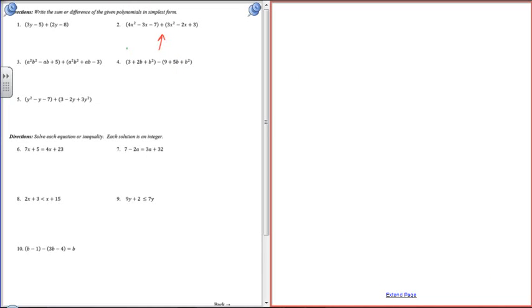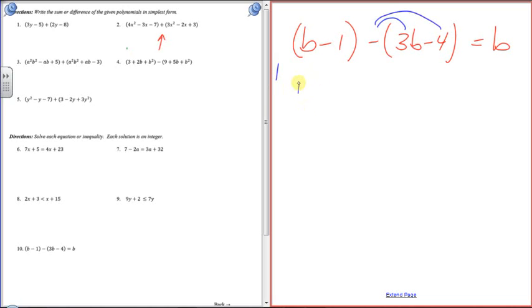Problem number 10. Now here's where we first encounter some cleanup. It's b minus 1 minus 3b minus 4 is equal to b. There's nothing to clean up on the right, but this left-hand side needs some cleanup. Well, what do I mean by that? I'm going to distribute that negative. It'll leave me with b minus 1 minus 3b plus 4 is equal to b.